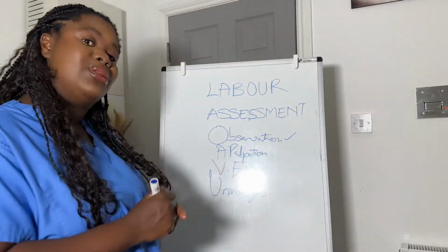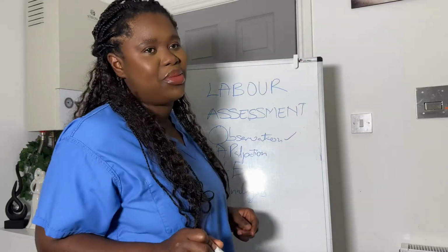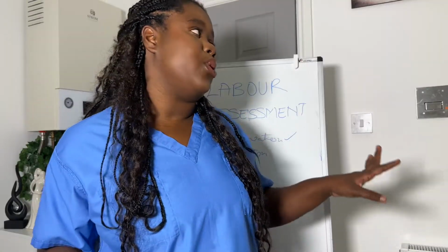After that, we move on to abdominal palpation. Abdominal palpation this time is going to be 8 things you are checking. When we learned the antenatal assessment and we got to abdominal palpation, there were 10 things we were going to check. But this time we are going to be checking 8 things.